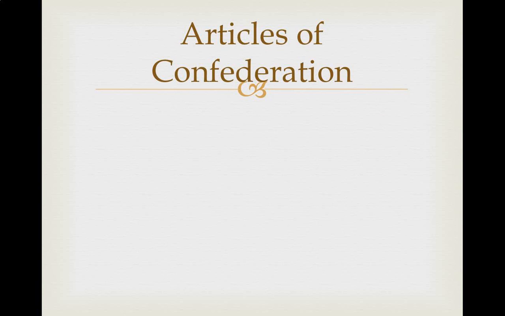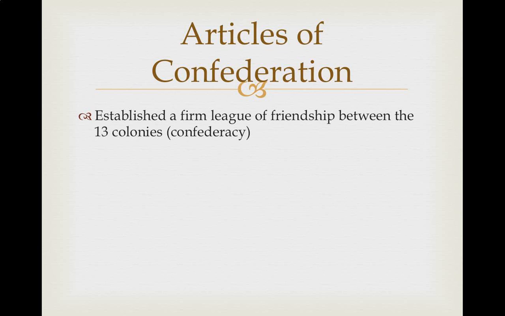So that is the Articles of Confederation. What a confederacy is, that's different than what our government is, and make sure that you get this in your notes. A confederation is what they called a firm league of friendship between 13 colonies.